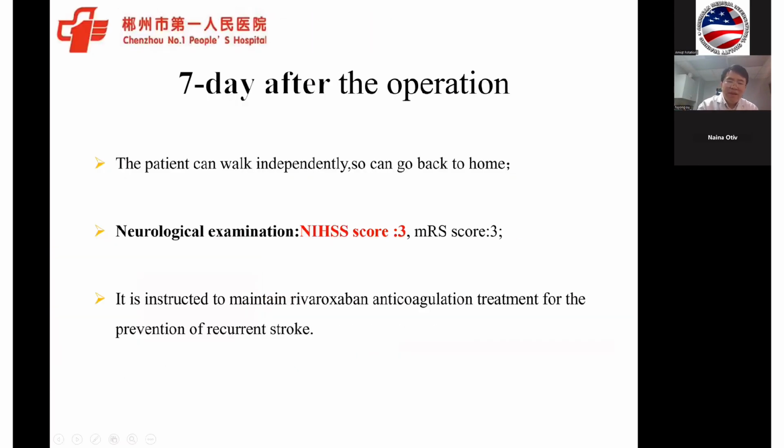And 7 days after the operation, the patient can walk independently and can go back home. And the NIHSS score is only 3. The mRS score is 3. He needs to maintain drugs to prevent recurrent stroke.